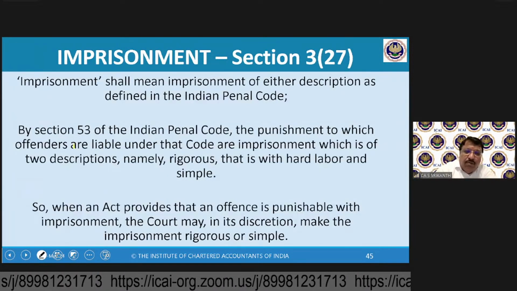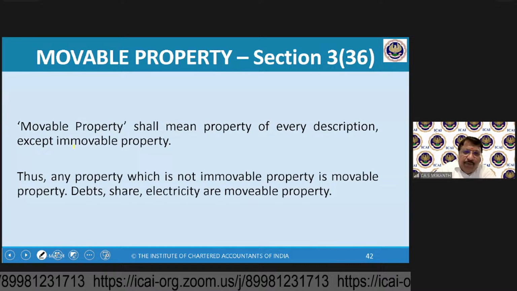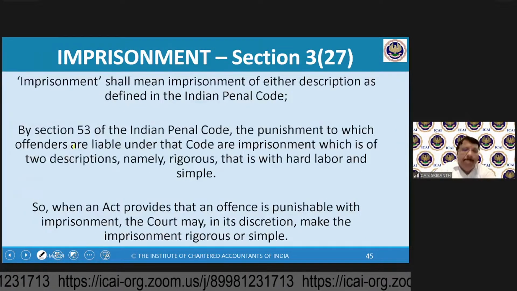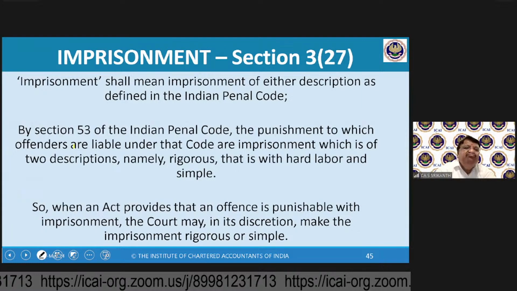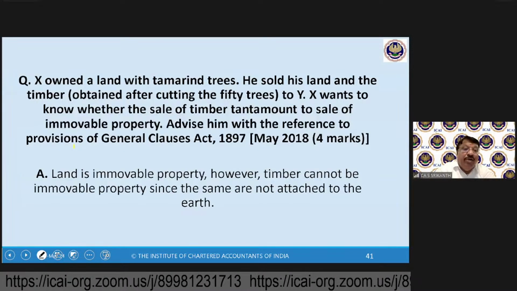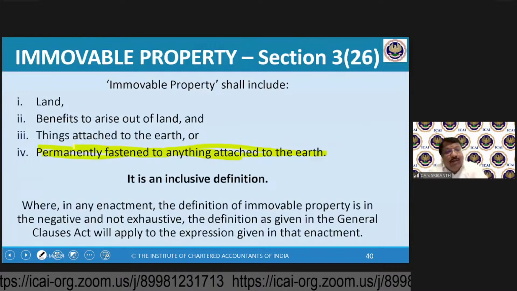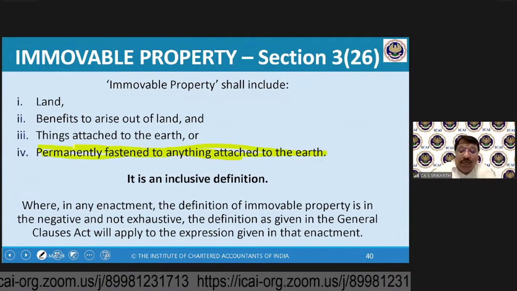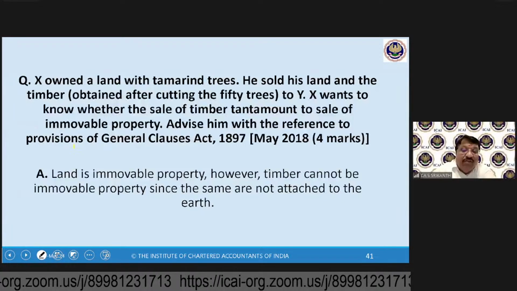Okay, so movable and immovable property. You might have a doubt here. If you have a doubt and you don't ask, I'll ask. Sir, you are telling benefits to arise out of land. Is the timber not a benefit arising out of land? Agreed.